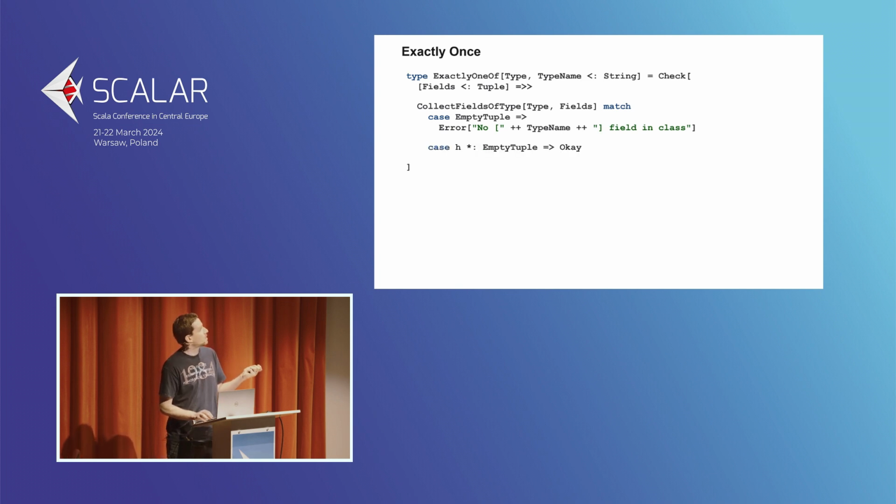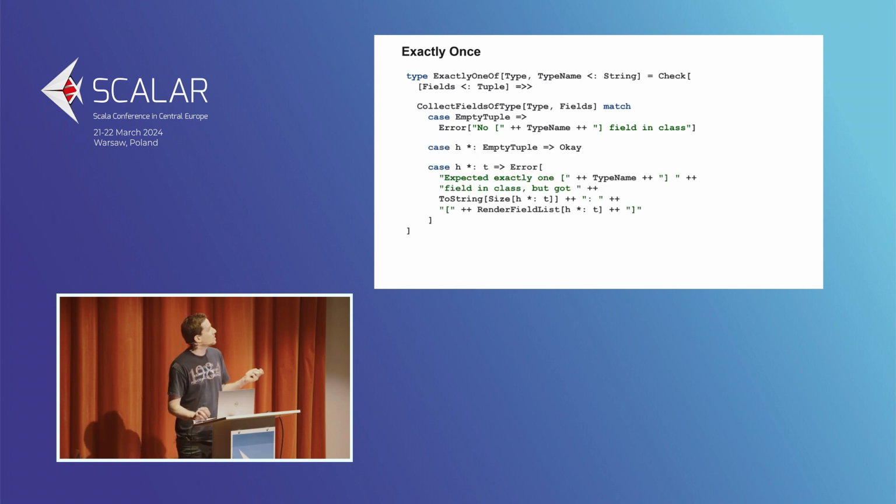If you have it once, then everything is okay. If you have it more than once, then we produce a very detailed error message where we say everything we know about this problem. Here we're really going for developer friendliness. So both the size, and we have a helper function to render the field list that are actually duplicate instances of the same type. It should be fairly readable and nice.